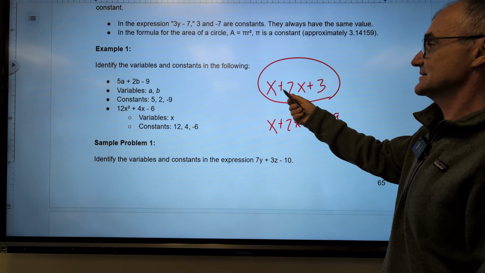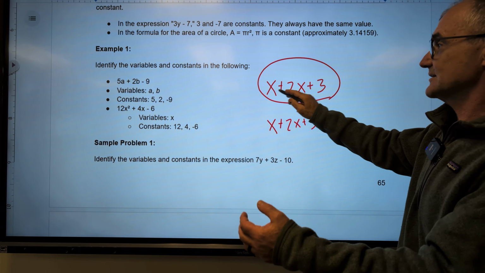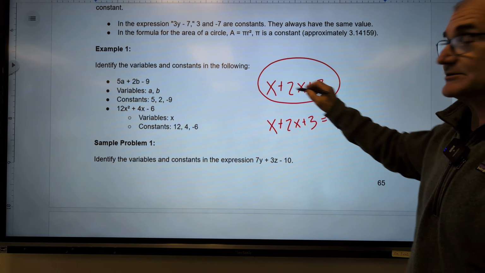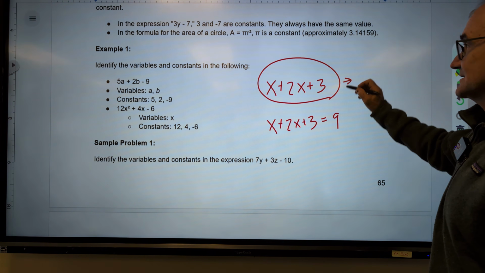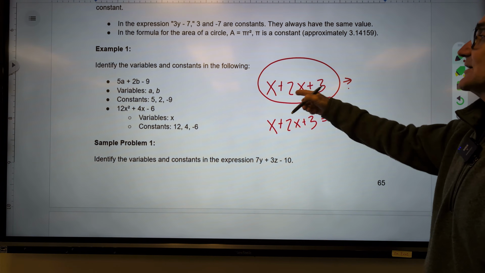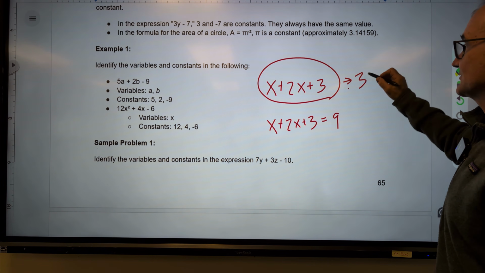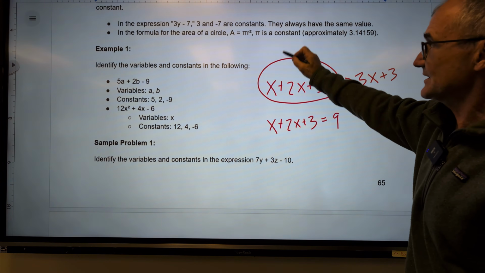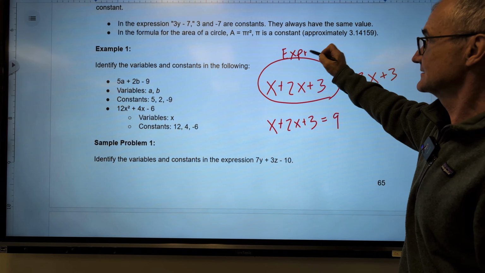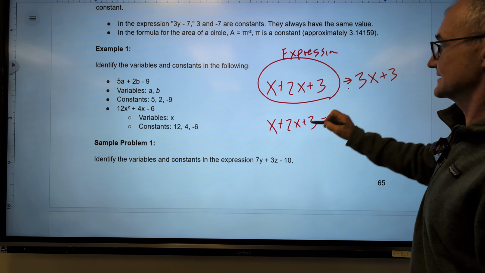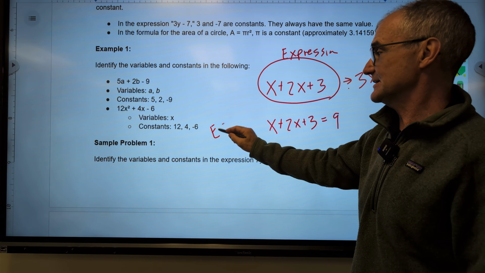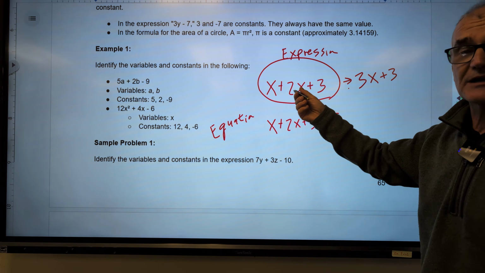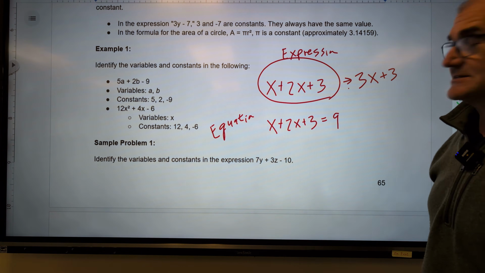So here in this expression, you'd say I have 1x plus 2 more x's plus 3. Well, these are similar terms. So I'm not even going to say equals. I'm just going to say if I were combining similar terms, this would be 3x's plus 3. Again, this is an expression. And this is an equation. So in this equation, the directions would be solve for x. In this expression, the directions would be combine similar terms.